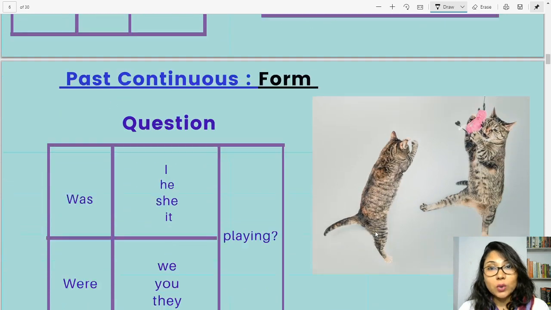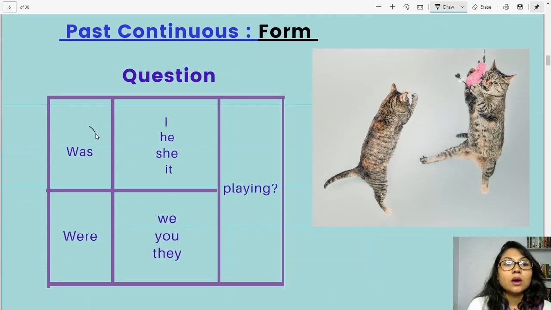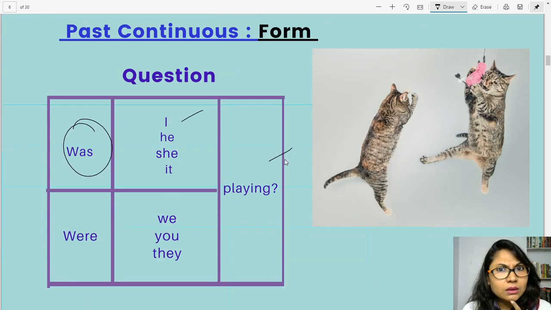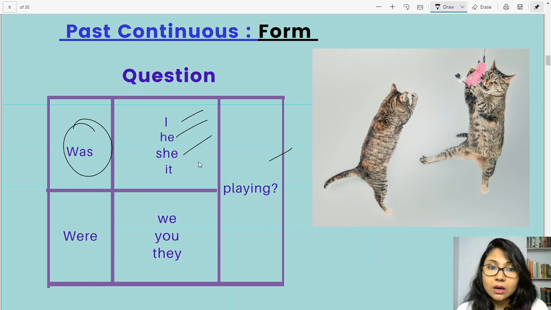Now let's move on to the question form. Was I playing? Was he playing? Was she playing? Was it playing? And if I'm going to say in the plural, were we playing? Second person, plural or singular, were you playing? Were they playing? Clear? Very, very simple.